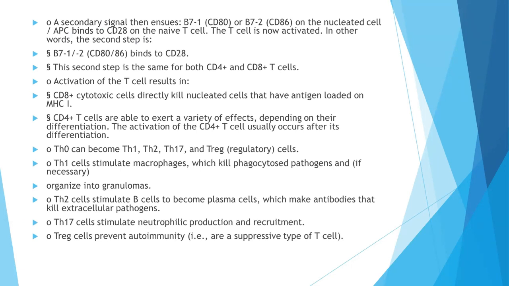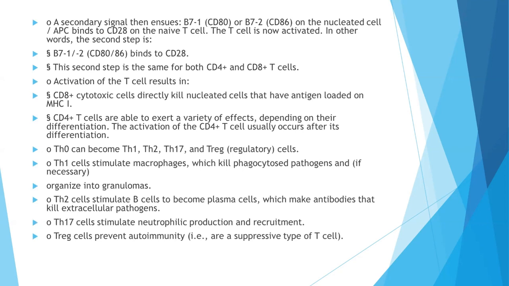And then the T cell is now activated. In other words, the second step is the CD80 or CD86 binds to the CD28. And this second step is the same for both CD4 positive and CD8 positive T cells. And then the activation of the T cell will result in CD8 positive cytotoxic cells directly killing the nucleated cells that have antigen loaded on MHC1. And CD4 positive T cells are able to exert a variety of effects depending on the differentiation.